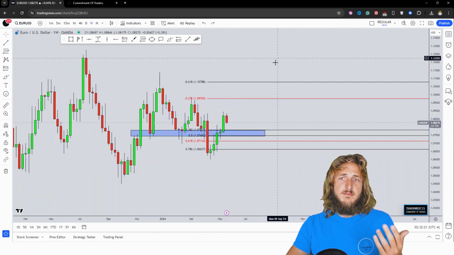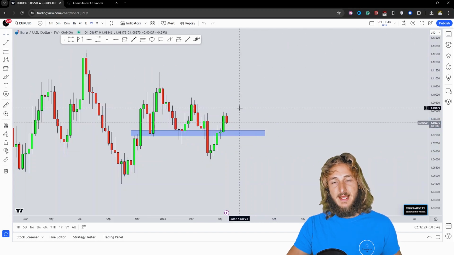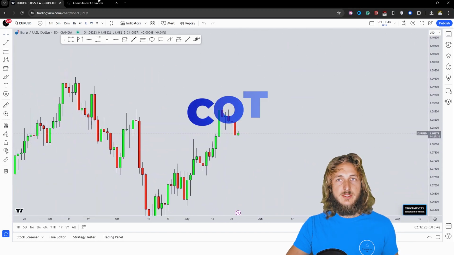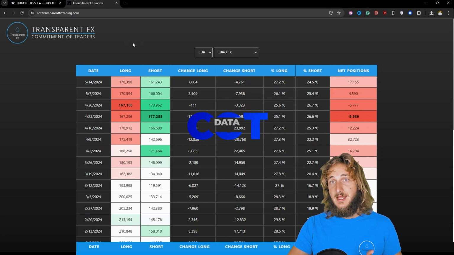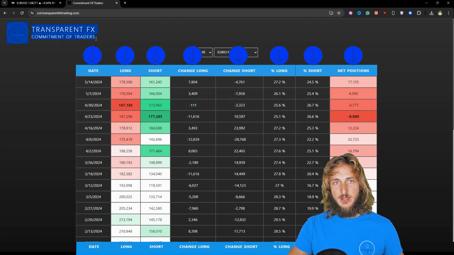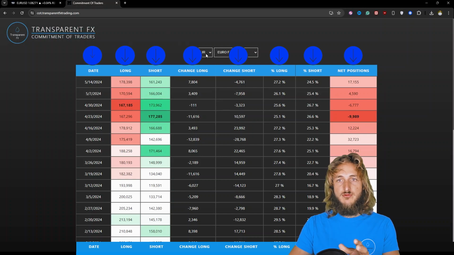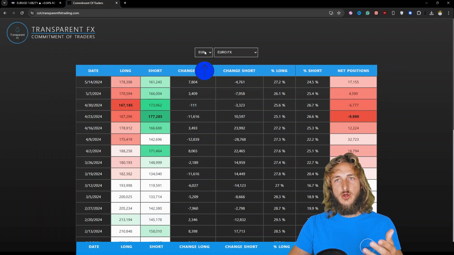Now, before we dig deeper into what we have from a technical perspective by going down on the daily time frame, first, let's go and see what institutions are doing at the moment on EURUSD by looking at the commitment of traders. Now, the first thing we have to keep in mind is that if we are looking at the data on the euro, actually already we're looking at EURUSD because all currencies on the spot are traded against the USD.